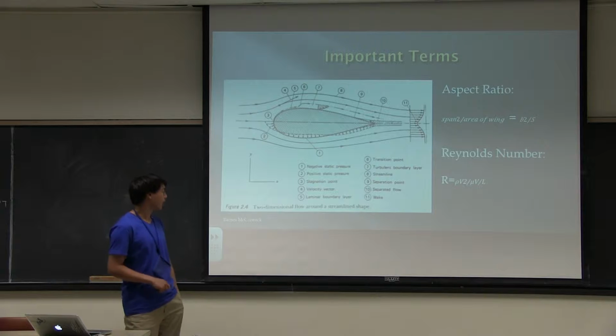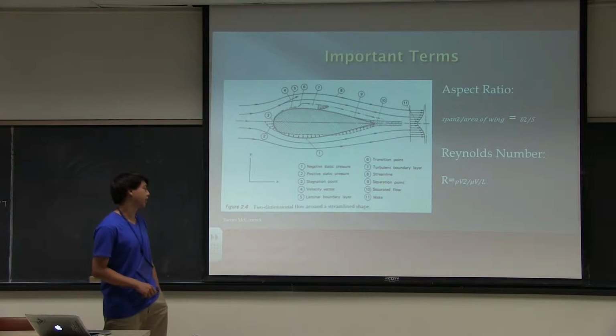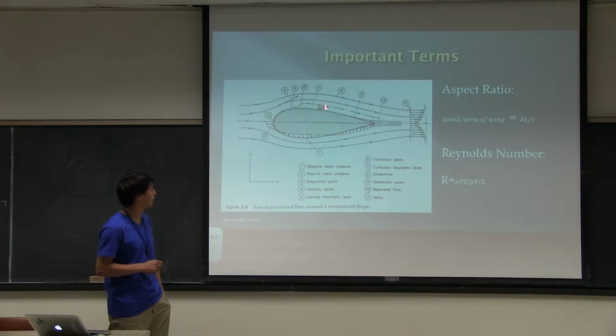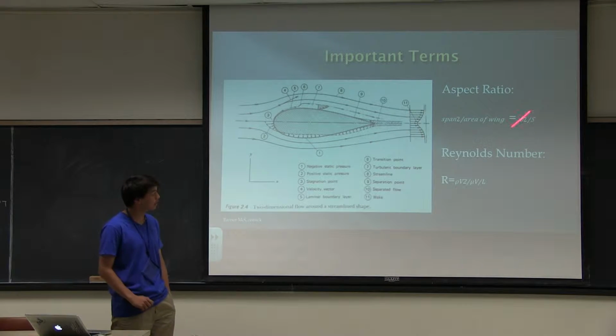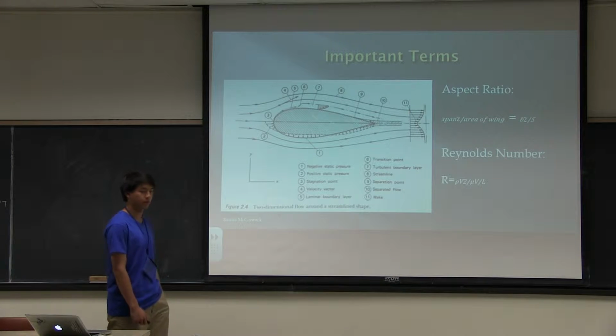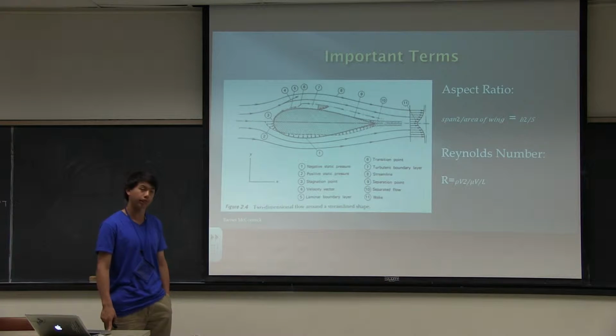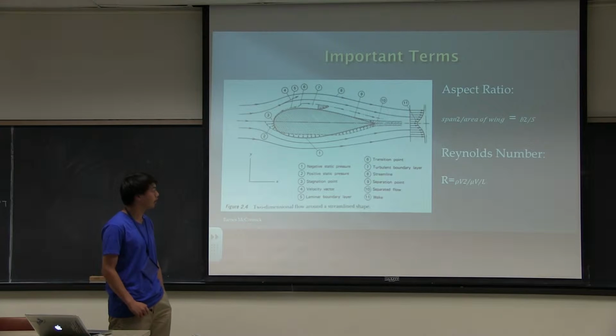So in important terms, a laminar boundary layer is a smooth flow of air over the top of the wing. Because of air friction, this usually turns into a turbulent boundary layer right here. And then generally the flow separates later, creating unordered flow and high pressure, which leads to less lift. Aspect ratio is span squared over the area of the wing, and the Reynolds number is, as you guys know, the ratio between normal pressures on the wing and shear stresses, which is like air friction on the wing.